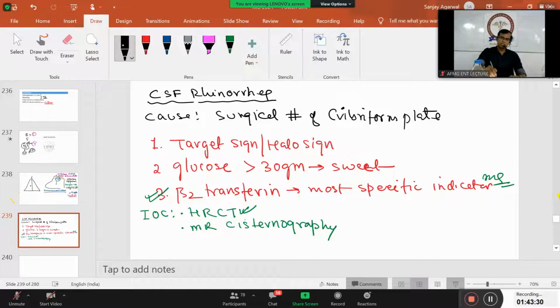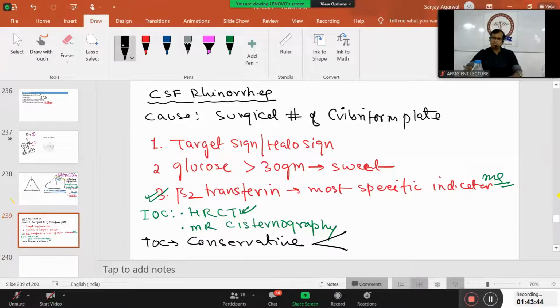And the last one is the treatment options. Conservative management. Nothing needs to be done. Conservative is two things: bed rest with head up position and antibiotics. When we say conservative, no surgery, no repair. तो प्रोसीजर नहीं करना. एंटीबायोटिक दो, बोल के 2 हफ्ते तक लेटे रहो, सर्व हो जाता है. That's it.